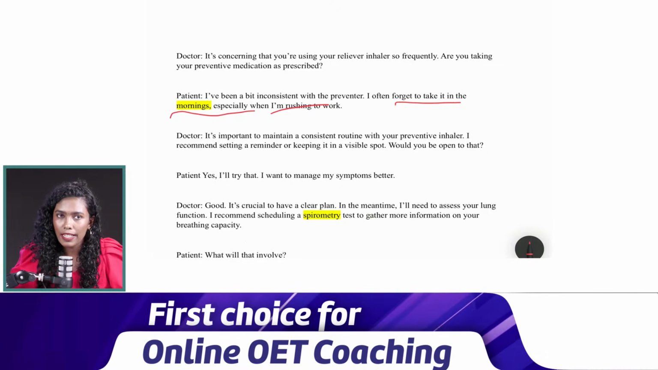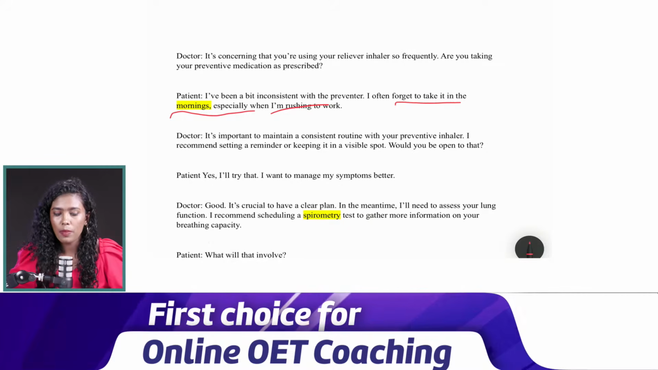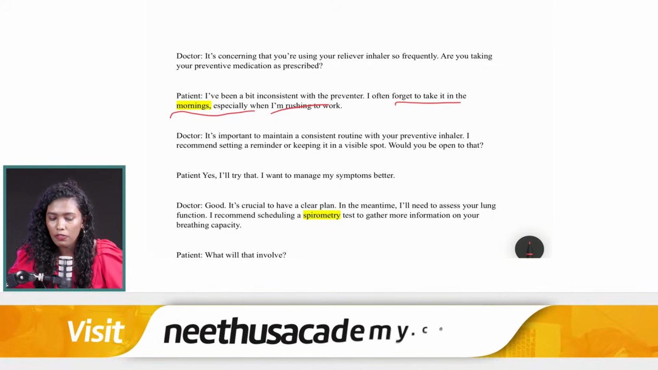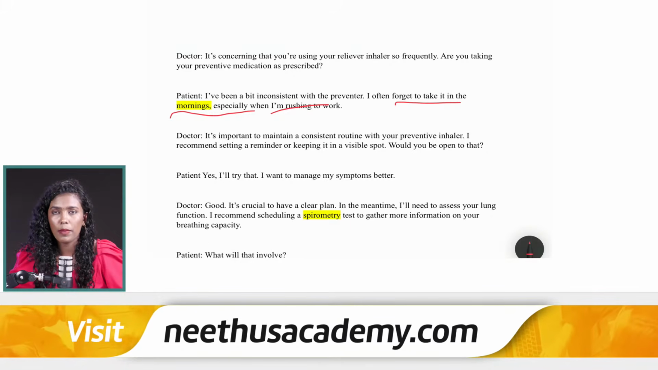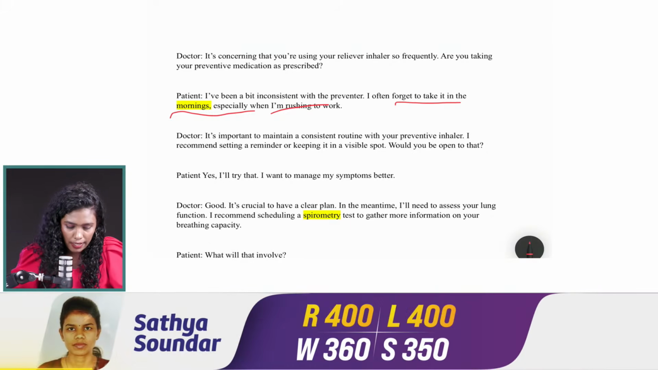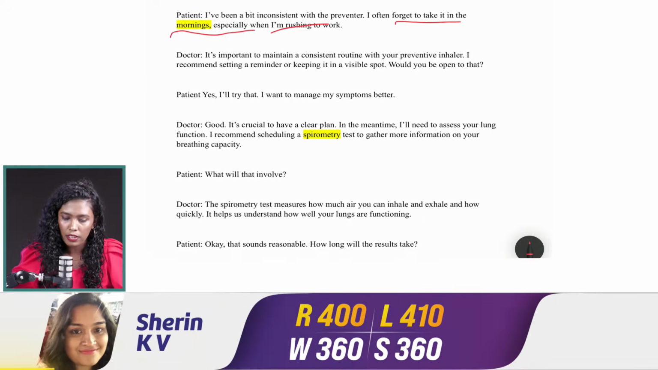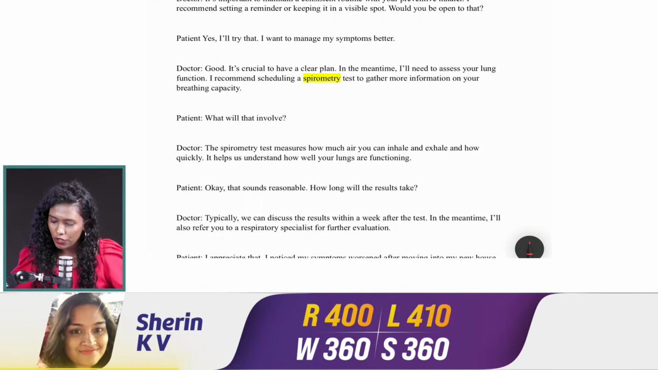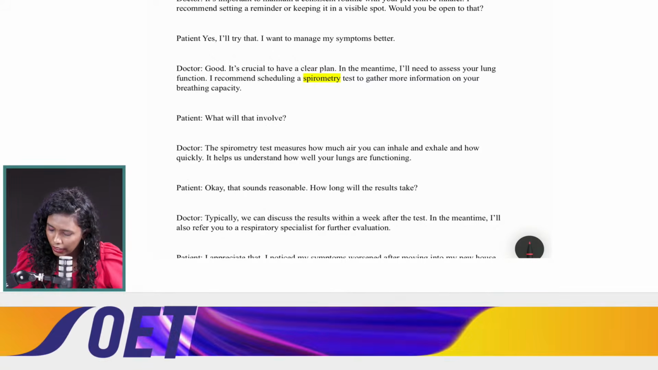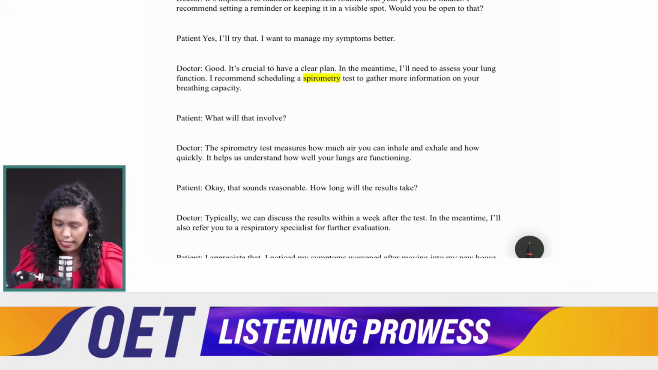So patient is clearly stating patient is not consistent, patient is not using it properly, and specifically mentioning that patient does not remember to take the same during the morning time period, while the patient is going for work or while the patient is rushing to work, patient is not able to take the same. That is clearly said there. Okay, now let's move forward to the next one. That is question number 10. Recommends scheduling a dash test to assess the lung function.